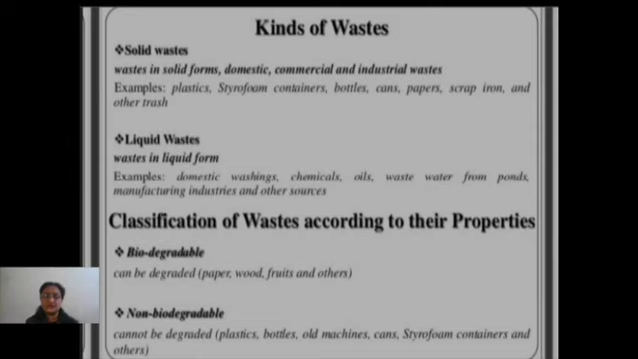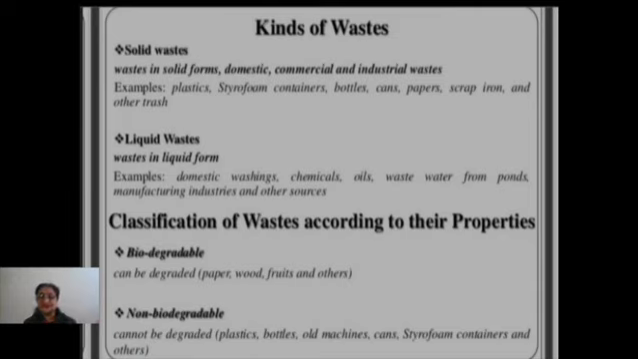Solid wastes can be domestic, commercial and industrial wastes. Under this you will find plastics, containers, bottles, papers, scrap iron and so on. Liquid waste includes domestic washings, chemicals, oils, wastewater from ponds or from manufacturing industries and so on.